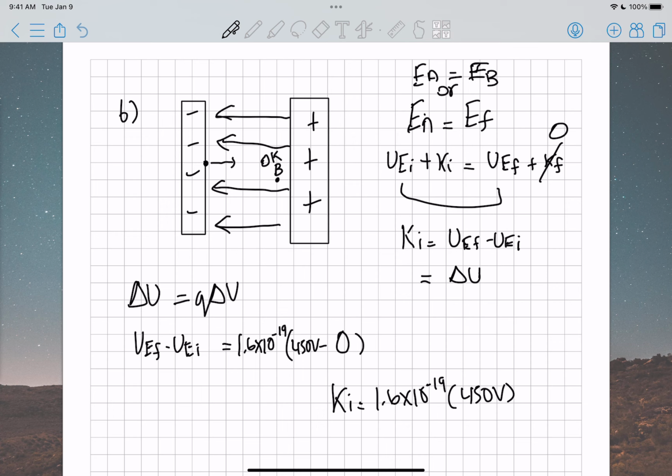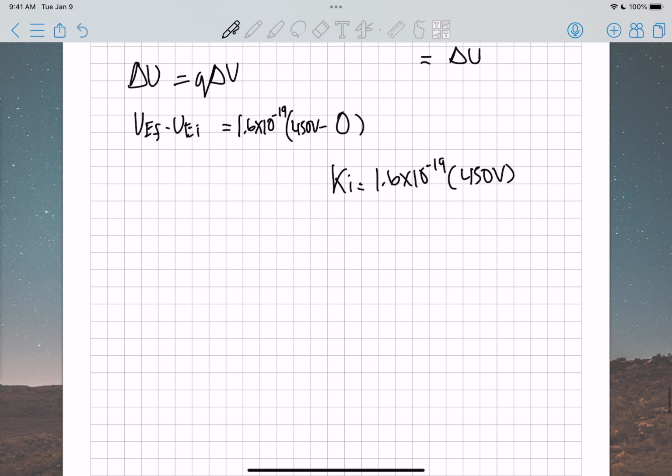So you have to look at delta U is equal to Q times delta V. You can't just use the potential at one point to figure out the electrical potential energy at that same point. You have to find the change between 2 points to figure it out properly. So we can use that reference point at that negative plate to be 0. And you can just do that in your initial kinetic energy; the answer key should be like 7.2 times 10 to the negative 17 joules.